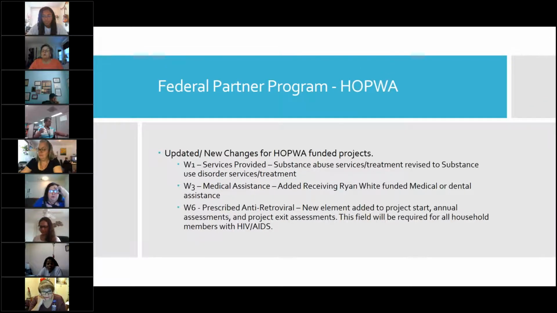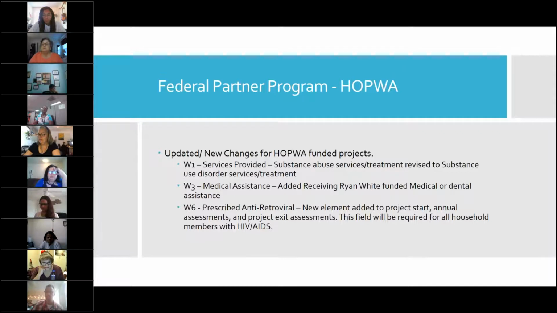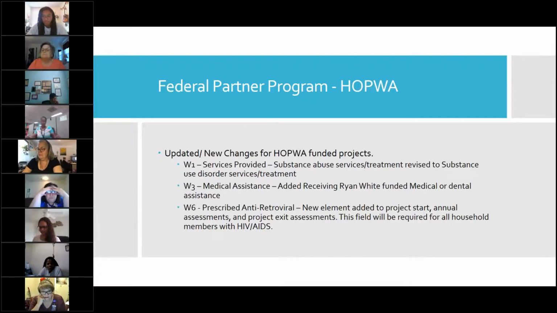Since we cut out during the antiretroviral, I'll go over that again just so everybody's clear on that point. So the third new change, or the new element in HOPWA funded programs, is data element W6, which is prescribed antiretroviral. It's a new element, and it's supposed to be collected at project start, annual assessment, and project exit. This element will be required for all household members with HIV and AIDS. This question is a yes or no response to whether antiretroviral medications have been prescribed.